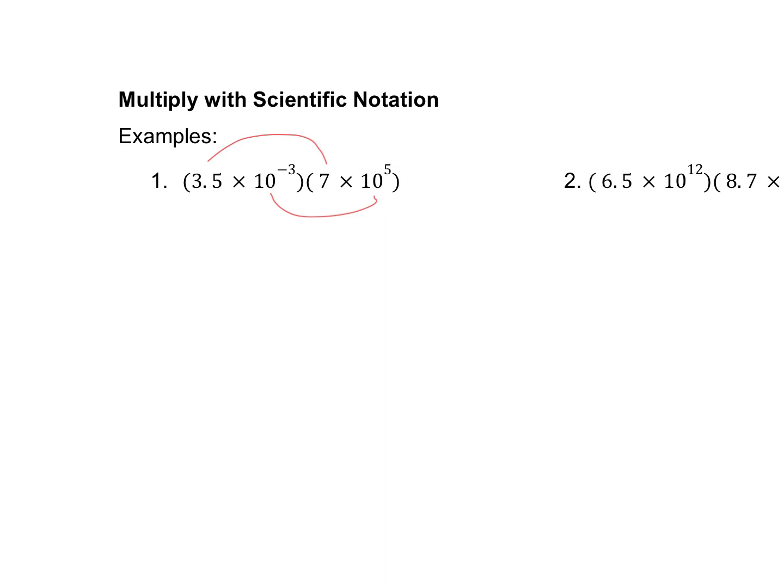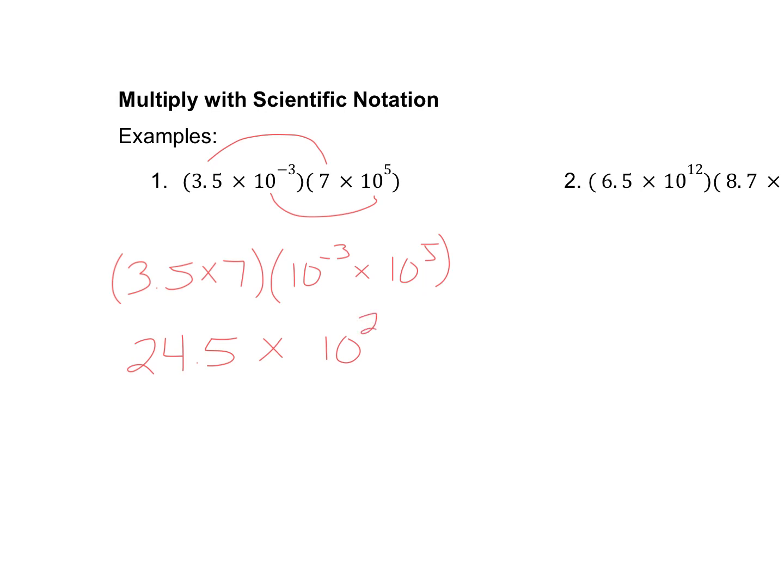So if I wrote that out, you would take 3.5 times 7, and then you're going to take 10 to the negative third times 10 to the fifth. So all I did was split it up. Okay? What's 3.5 times 7? 24.5. And then what would our new base 10 be? 10 squared. Yep. What do we do with those exponents? Add them. Yep. Negative 3 plus 5, we get 2. Okay? That's in scientific notation.